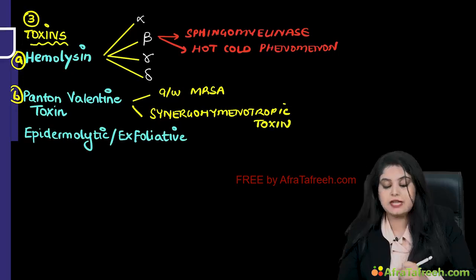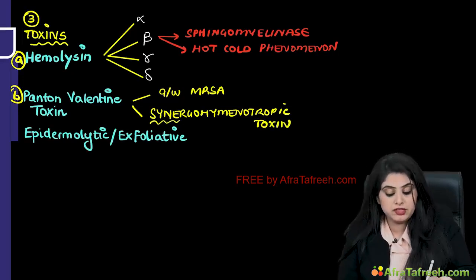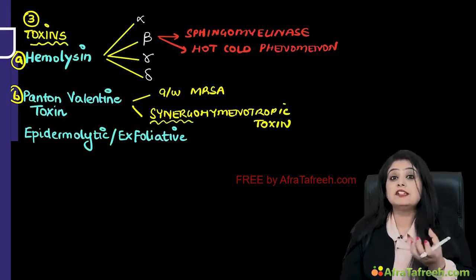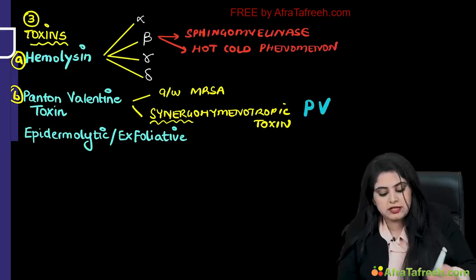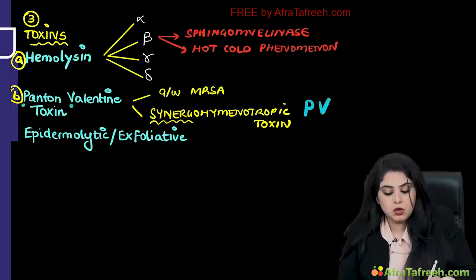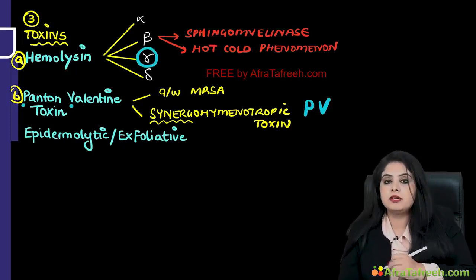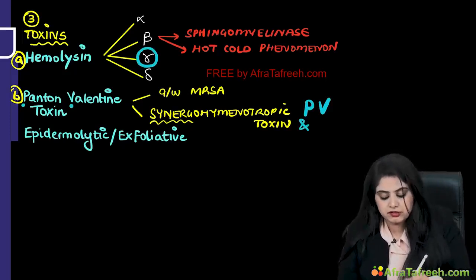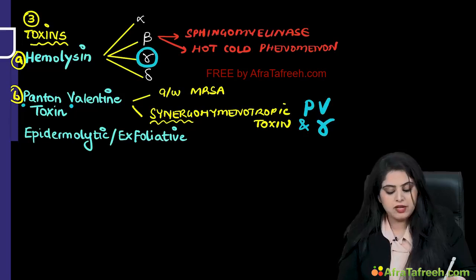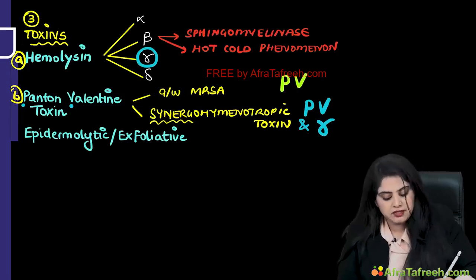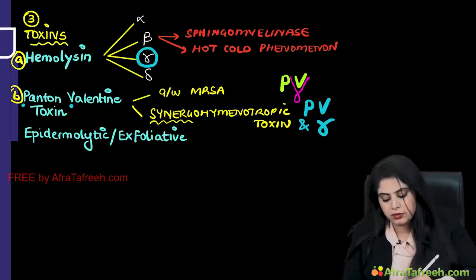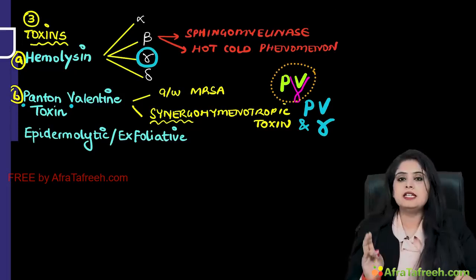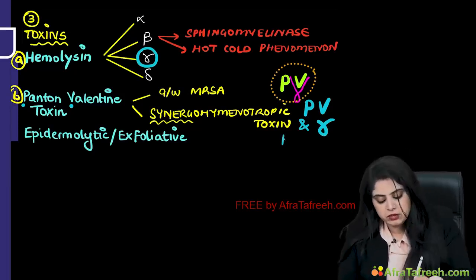There are 2 things which can act as synergohymenotropic. Synergo means they're going to work in two parts. The synergy. Synergy means synchronization. So, what are those? The PV toxin that I'm picking up from here, and which hemolysin can also be a synergohymenotropic toxin? That is the gamma. So, you remember how we had learned it? We wrote PV and then we also said that gamma looks very similar to the V. So which are the 2 synergohymenotropic toxins? We have the Panton-Valentine and the gamma hemolysin. These are going to be the ones which are synergohymenotropic.